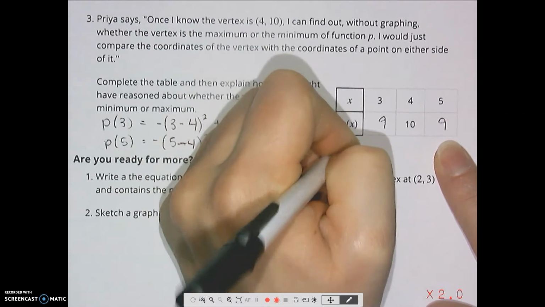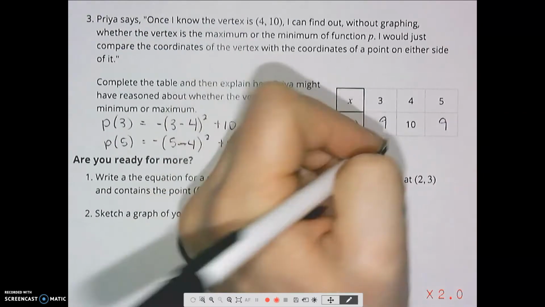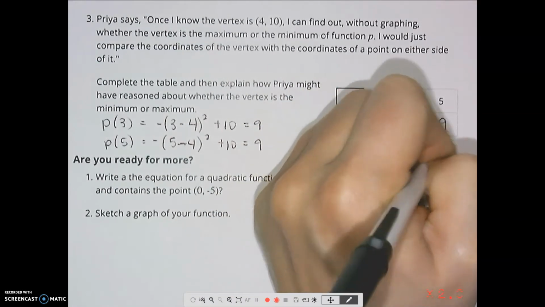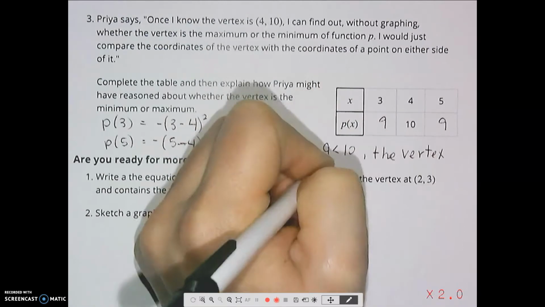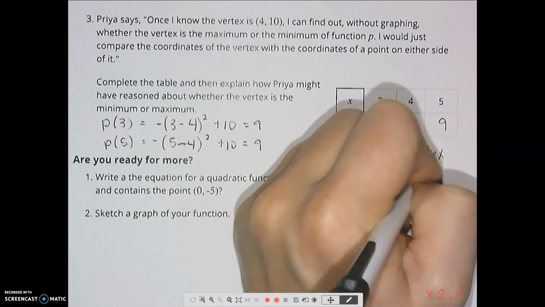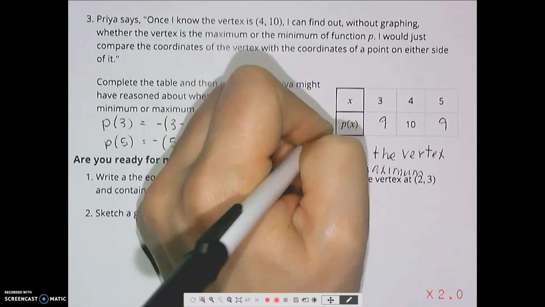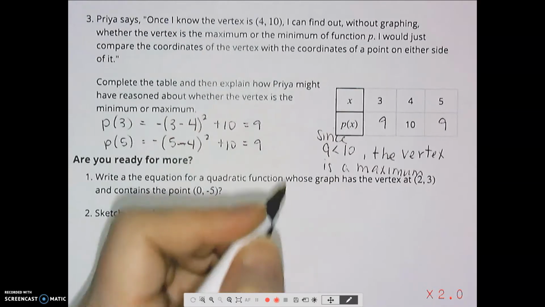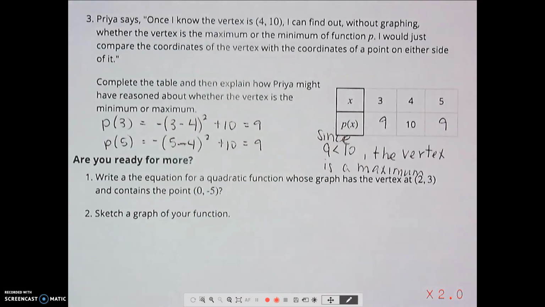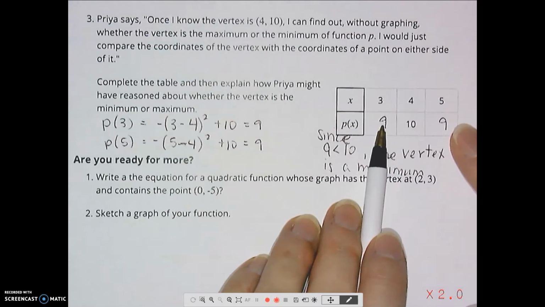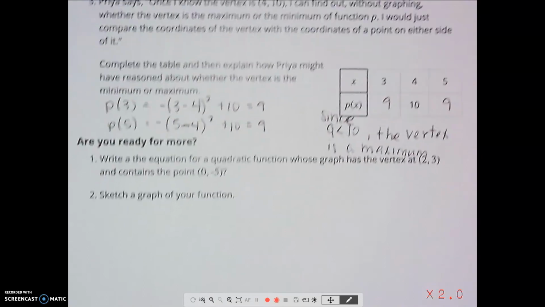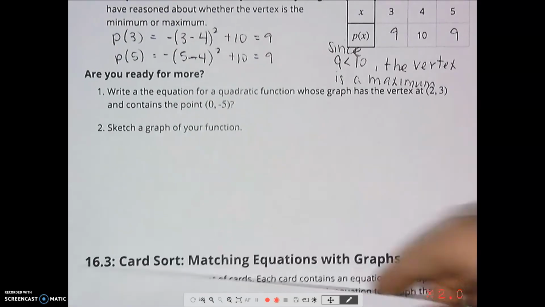Since 9 is less than 10, the vertex is a maximum. That is the highest point. All of these other ones get lower, and they would keep getting lower as you went from there. All right, are you ready for more?